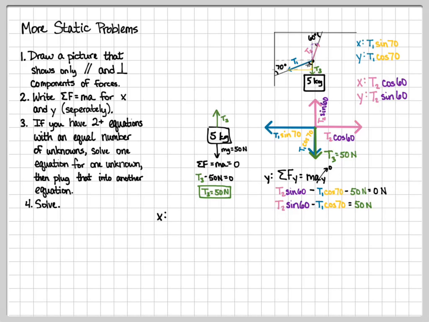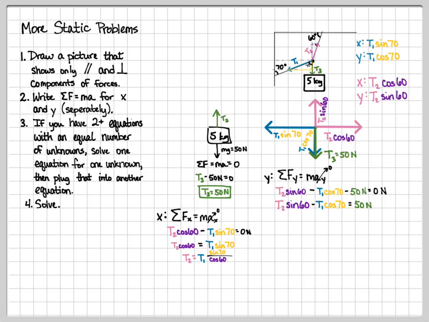So I'm going to turn to my x, I'm going to write it over here. Sum of my forces is equal to ma. Again, that acceleration is going to be 0 because it's a static problem. So T2 cosine 60 to the right minus T1 sine 70 to the left is equal to 0. I'm going to rearrange it, and I'm going to solve for T2. This is part of step 3. I'm going to get T2 in terms of T1. So I have a statement that says T2 equals T1 sine 70 over cosine 60.